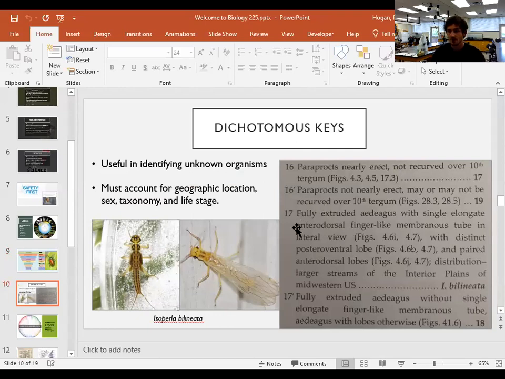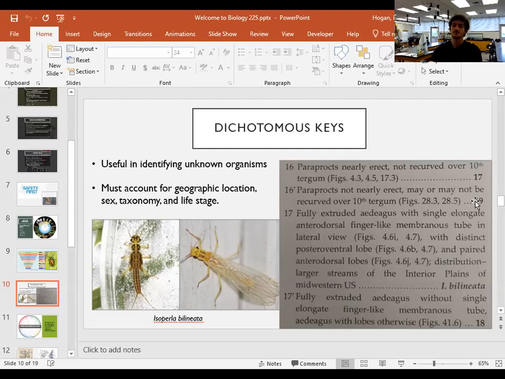So I don't know if you can see my mouse or not, but this first statement right here, the fully extruded Ediagus with single elongate anterior dorsal finger-like membranous tube and lateral view with distinct posterior ventral lobe and paired anterior dorsal lobes. That's the most important statement in that couplet part. Right behind it, it states distribution larger streams of the interior plains of the Midwestern U.S. That's not as important as the anatomical statement is.